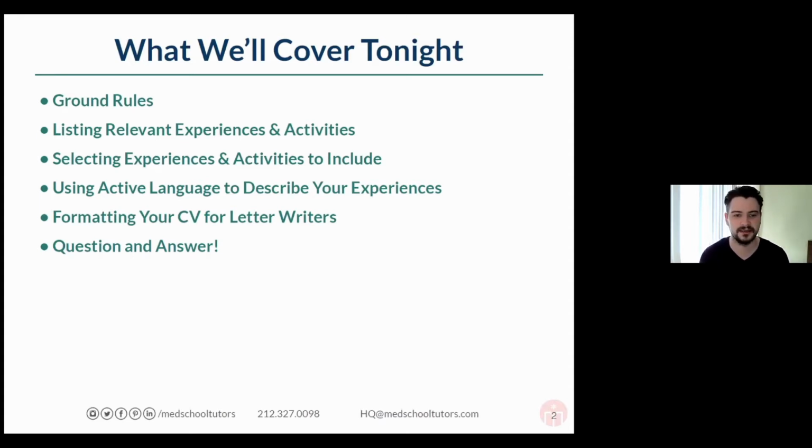We'll move on then into selecting from those experiences and activities what to actually include in a resume. And we'll think together a little bit about how to use active language to describe those experiences, and then how to format your CV for letter writers specifically. Of course, when you go to put your activities into a portal for application, the formatting will all change. But we want to think about how to make ourselves presentable to those people who have to advocate for us in this process. And then as promised, there'll be some time for question and answer.